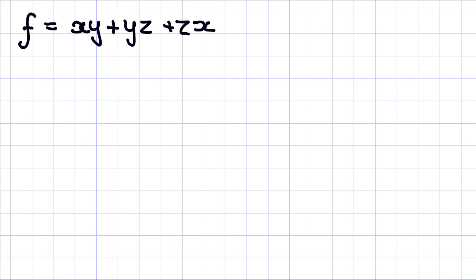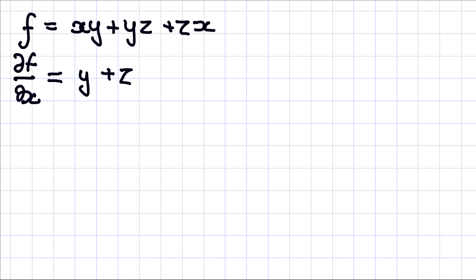This time we're going to take the first and second partial derivatives of a function of three variables. F here is a function of x, y and z. So we'll start with the first partial derivatives, starting with x. The first term gets us y, the second term has no x's in it and so gives us 0, and the final term gives us z.